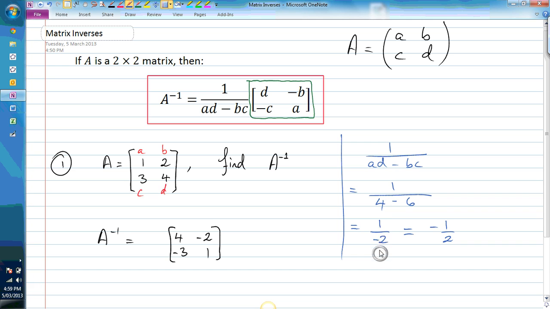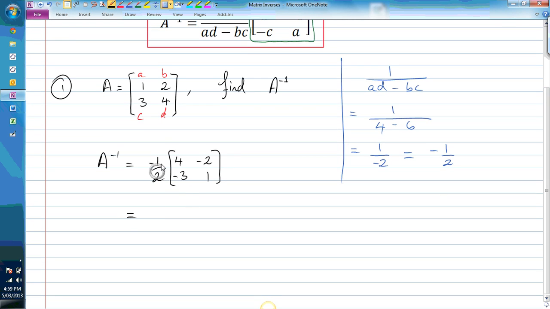There's a few different ways you can show that, but have a think about that if you're not really sure why that's the case, or come and ask me in class if you'd like an explanation why that's the case. But this here, this 1 on AD minus BC is going to simplify to minus 1/2. So this is what I've got to put out the front of my matrix. So I'm going to put that in here, minus 1/2.